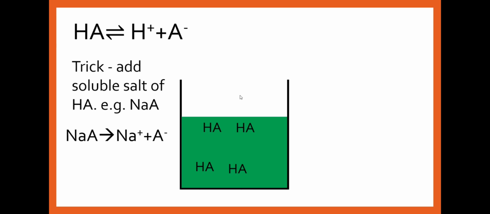So a buffer can maintain the pH between very narrow values as long as you don't add enormous amounts. So you've seen our two components of a buffer solution are your weak acid and the salt of that weak acid. So you now know how a buffer works.